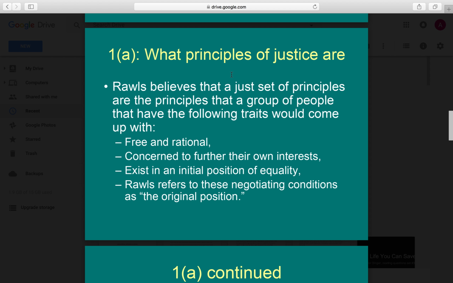Rawls states that a just set of principles are the principles that a group of people that have the following traits would come up with. The people that are negotiating the principles would have to be free and rational, concerned to further their own interests, and exist in an initial position of equality. Rawls refers to this hypothetical group of people negotiating together under these conditions as the original position. Let us review each point.